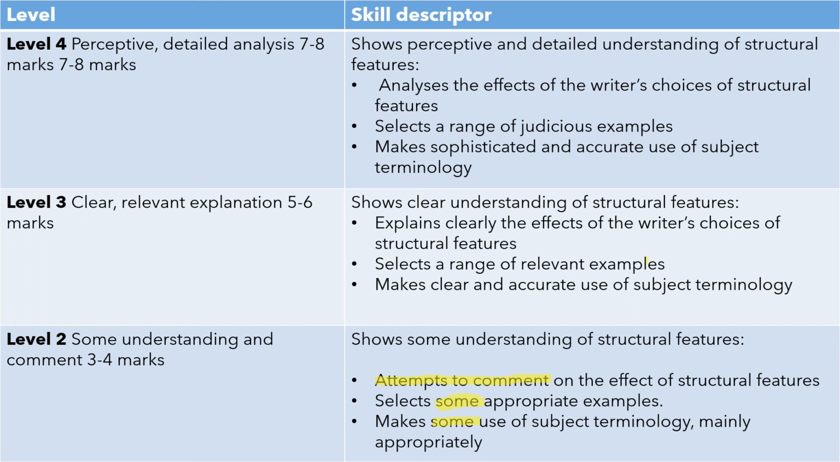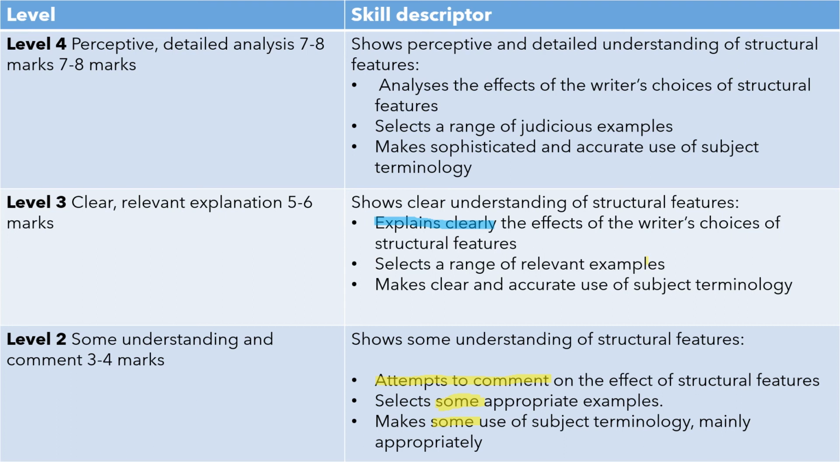When we move up the mark scheme, however, you can see that the language starts to change. So we look straight at the actual bullet points. We look at the one that says explains clearly the effects of the writer's choices. So it's not attempting anymore, it's actually explaining it clearly. Okay, so it means that they've actually achieved more than they have in the previous level.